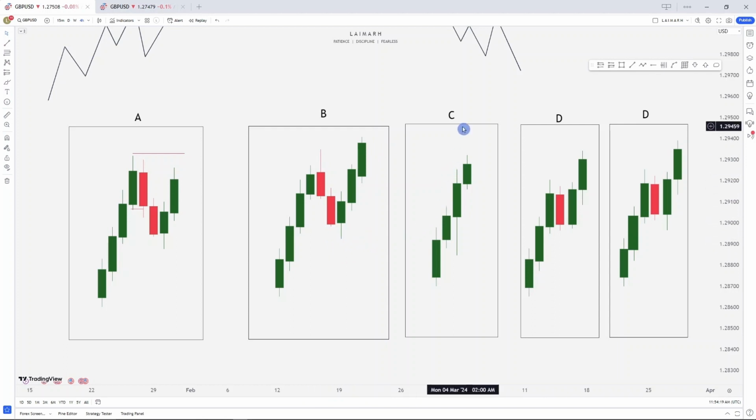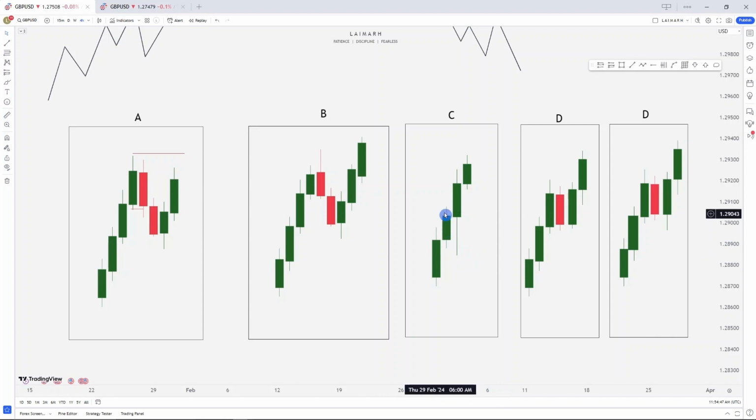Let's move to diagram C. This is a bullish price action. And look at what happened. There is a reduction in price. This wick over here shows that there is a reduction in price over here. Price moved to the downside. So this is the last candle before this reduction in price.